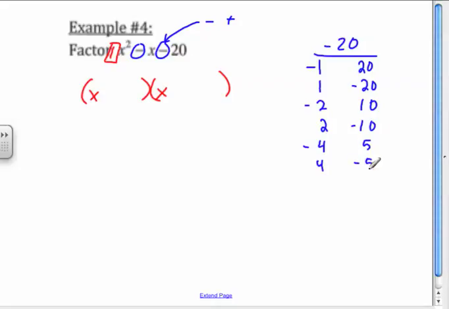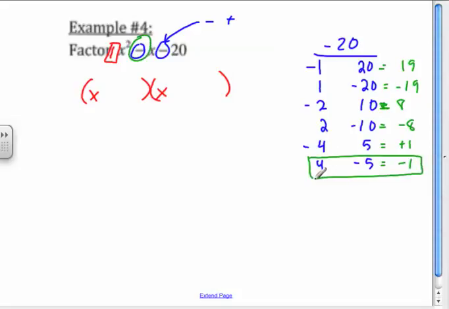So let's just take a moment. We're going to add these up. This gives me positive 19. This gives me negative 19. This gives me positive 8. Oh, that should be an equal sign. And this gives me negative 8. This gives me positive 1, and this gives me negative 1. And I'm looking for negative 1. So the one that works for me is this last pair.